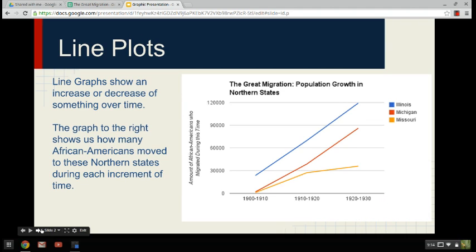A line graph can show an increase or decrease in something over time. Our graph to the right shows us how many African Americans moved to northern states during this increment of time. So from 1900 to 1910, almost 30,000 African Americans moved to Illinois. From 1910 to 1920, we're up closer to 70,000. And then from 1920 to 1930, we have another 120,000. So this is doing a good job showing us how over time these numbers have grown.